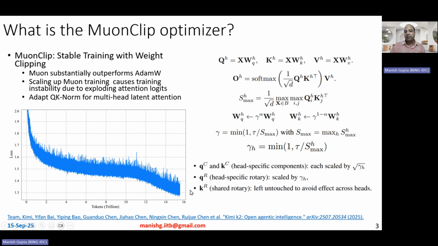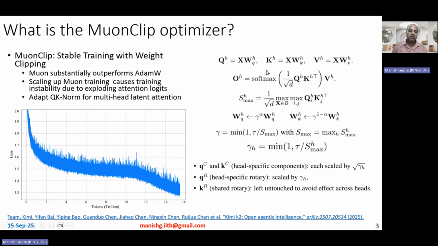So the MLA attention was introduced in DeepSeek. In MLA attention, you have latent representations for queries and keys. The latent head-specific components are what are normalized, and the shared components are not normalized. So you see this QC and KC, they are head-specific components, and they are each scaled by this gamma H, for the appropriate head. Similarly, QR, which is head-specific rotary embedding, is also scaled by gamma H, right? However, KR, which is the shared rotary, is left untouched. It's not scaled. Okay, so that's how the MuonClip optimizer works.